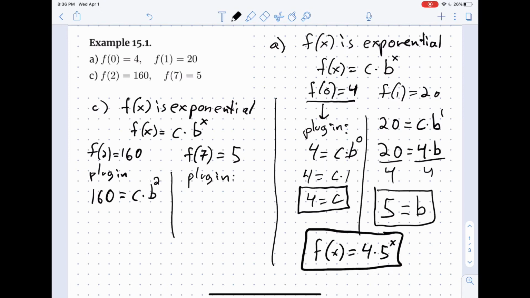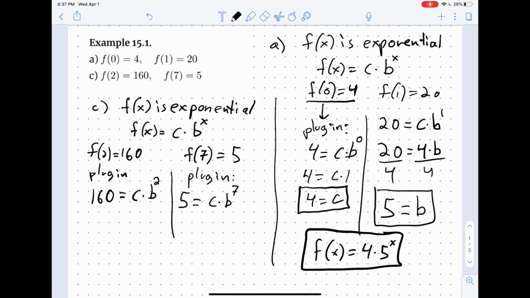And in this case, the input, the x, is 7, and the output, the f of x, is 5. So 5 is equal to c times b to the 7. Well, we have two equations, and they have two variables in them. They have c and b in them.